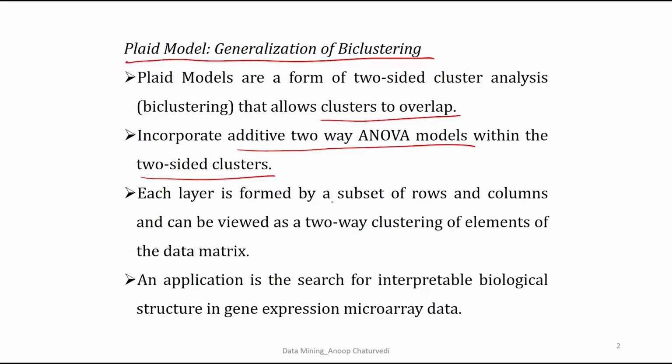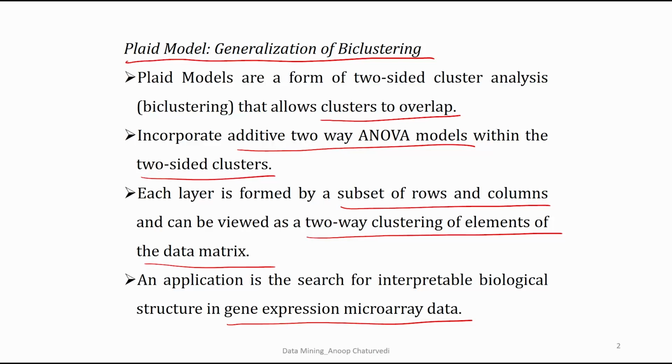Then each layer is formed by a subset of rows and columns, and it can be viewed as a two-way clustering of elements of the data matrix. So, we are clustering along the rows as well as along the columns, and ultimately each layer is formed by a subset of rows and columns. Then it has several applications. One of the applications is the search for interpretable biological structure in gene expression microarray data.